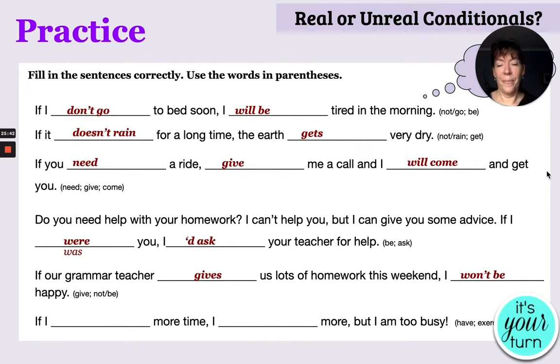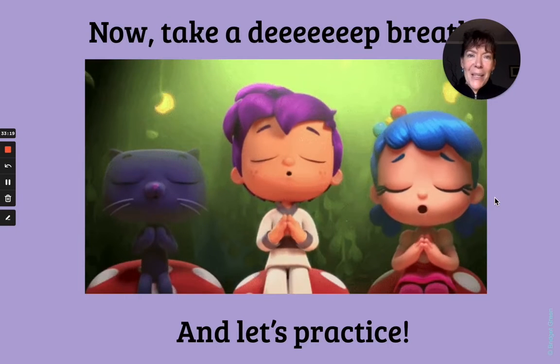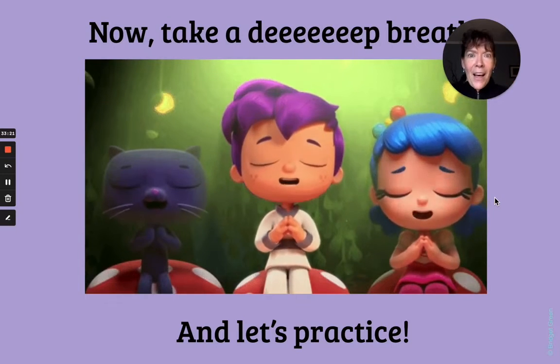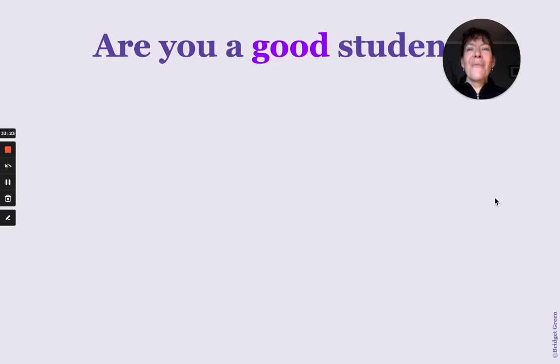Future real. If I had more time, I'd exercise more, but I'm too busy. This "but I'm too busy" means it's not possible. So here we have the unreal present. Take a deep breath. Okay, let's practice some more.